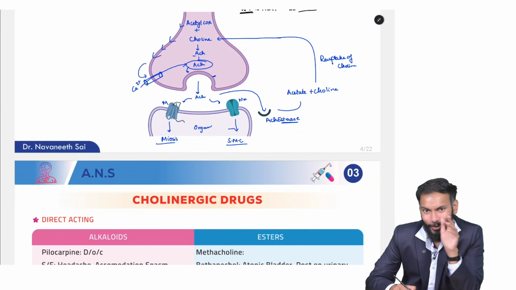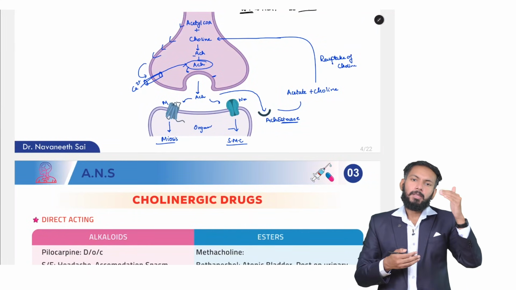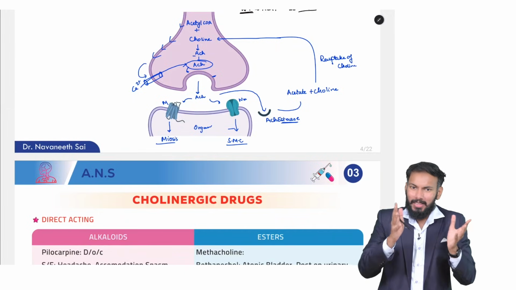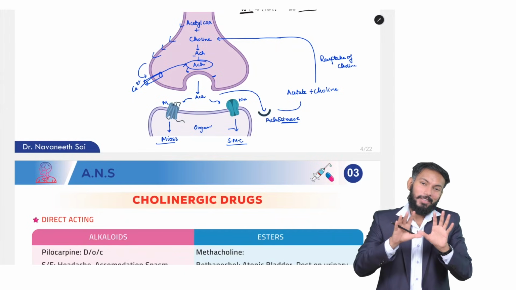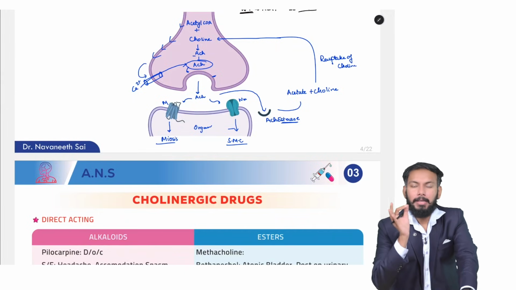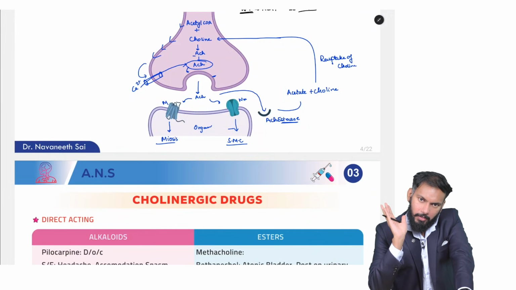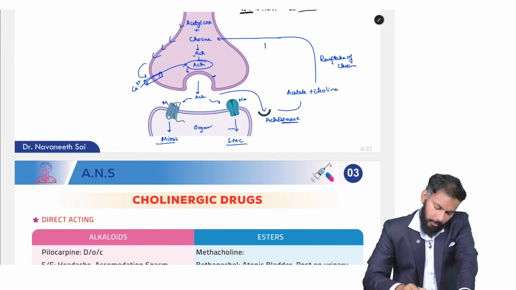So we are recycling the choline. This is what is happening. Acetyl coenzyme A plus choline forms acetylcholine stored in the vesicle. Then it is released. It acts on the receptors. Then it is metabolized by acetylcholine esterase. And acetate plus choline is formed. Choline is reuptaken. This is the rate limiting step.